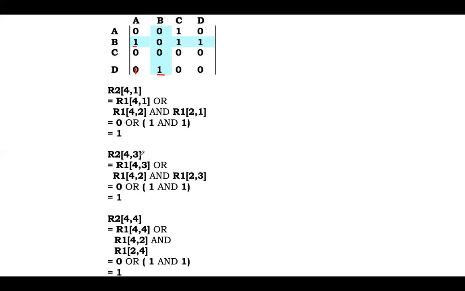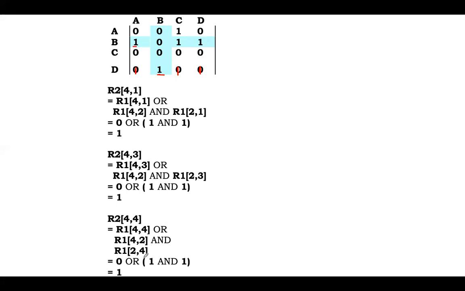And then next, R2 of 4 comma 3. See here 1 is there, here 1 is there, so this location will become 1. Here 1 is there, here 1 is there, so this location will also become 1. This is 4 comma 3 and this is 4 comma 4. R2 of 4 comma 3 is nothing but R1 of 4 comma 2 AND R1 of 2 comma 3, so it will become 1. Next, R2 of 4 comma 4 will be equal to R1 of 4 comma 2 AND R1 of 2 comma 4.